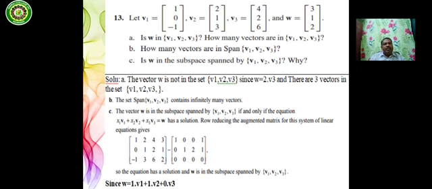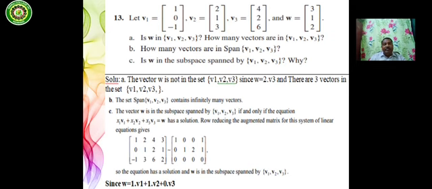So first, for v1, v2, v3, we check v2 and v3. What is the relation there? So v2 equals (2, 1, 3), v3 equals (4, 2, 6). So for the v3 value we take 2 common, then we get 2 times (2, 1, 3). So v3 equals 2 into v2, which means v3 is a linear combination of v2.